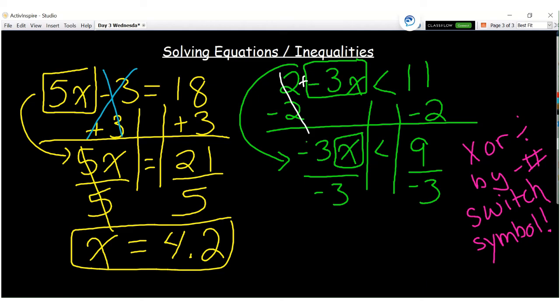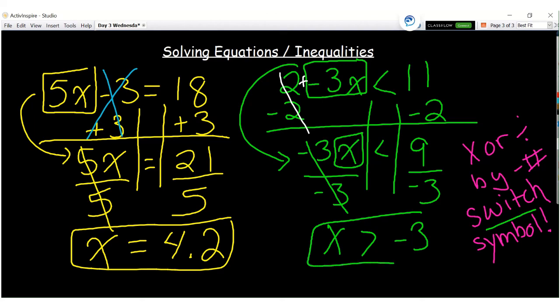So negative 3 divided by negative 3 over here cancels, so I am left with x. Now 9 divided by negative 3 would be a negative 3, right? Because a positive divided by a negative is a negative. And I have to switch that symbol. So instead of less than, it's greater than. So x is greater than negative 3.